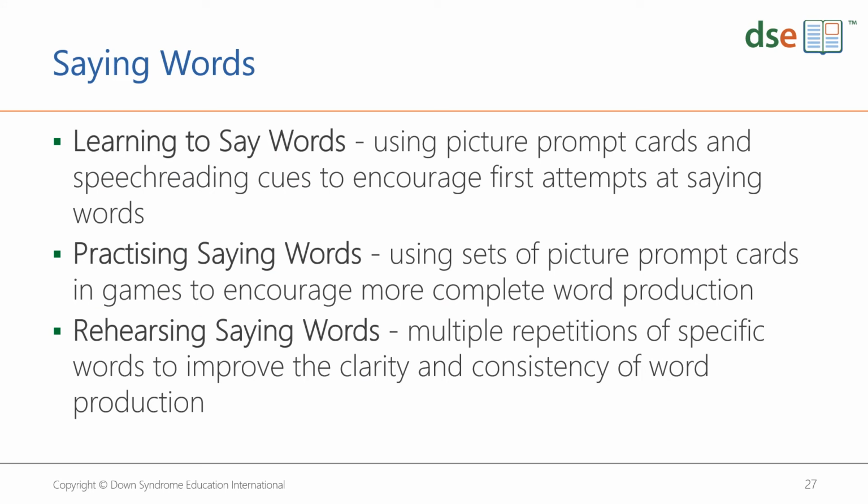There are 3 activities in saying words, and you're going to move through them as the child is able to produce each word more clearly. So to start with, saying words, it's encouraging first attempts, and the child may be making a recognisable attempt. You always know that what they're attempting to say is ball, but it may only be b. So first attempts we want to practice and encourage.